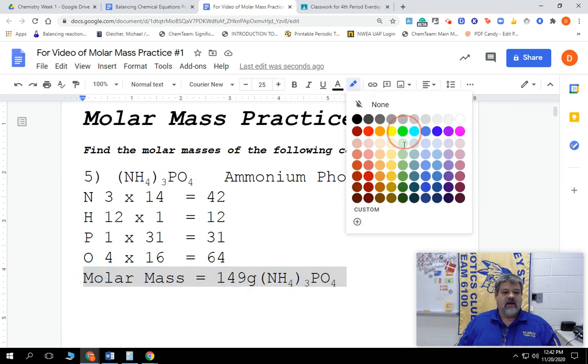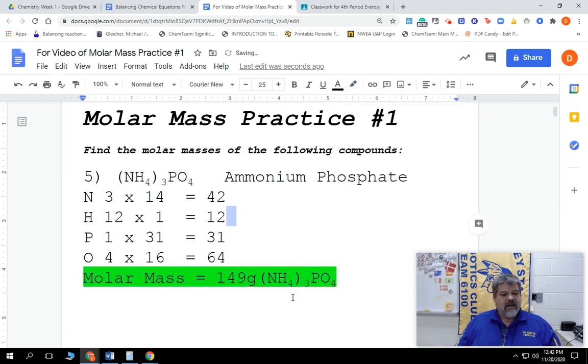We're going to highlight it in a different color. If you would for me, my eyes are getting bad because I'm getting old. Please make sure that you highlight it in a light color, not a dark color, so I can actually see what you have down there.